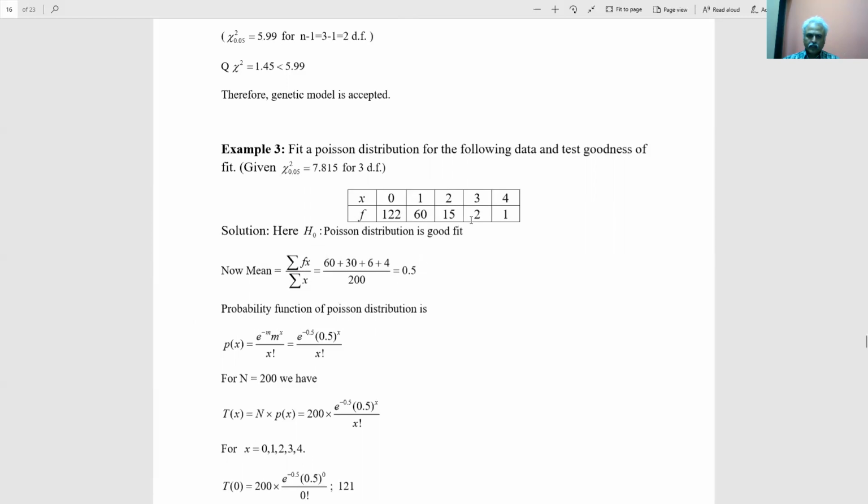So 0.5 is the average, that is average is between 0 and 1 naturally, because maximum number of values are clustered here only, 0.5. How to fit a Poisson distribution? This is taken as m value, m is 0.5.